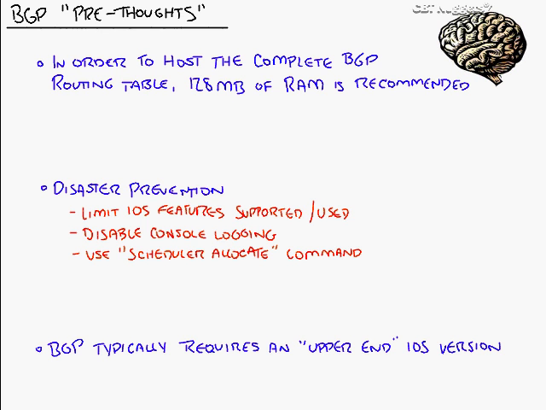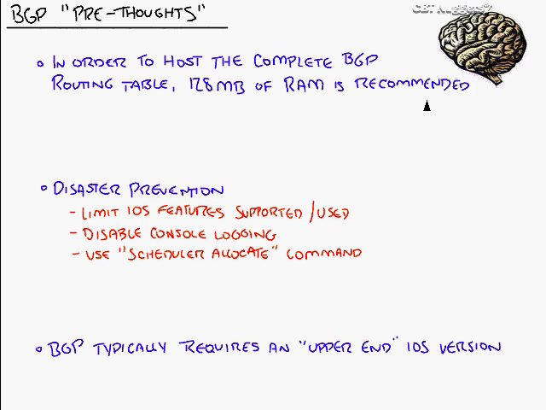Some thoughts before you start BGP running on your routers and get it up and going in a production environment. The first thing is that in order to host the complete BGP routing table, I mean the routing table of the internet, 128 megabytes of RAM is recommended. Now, it's not required, but usually when we're having a routing table that large, that does consume the memory of our router, and we're sending packets through, we do need a lot of RAM. Now, it doesn't take this much memory to hold the routing table. That's why I say recommended, not required.